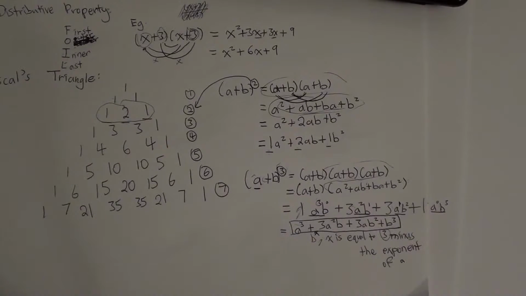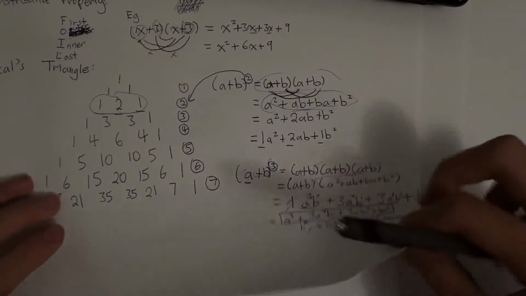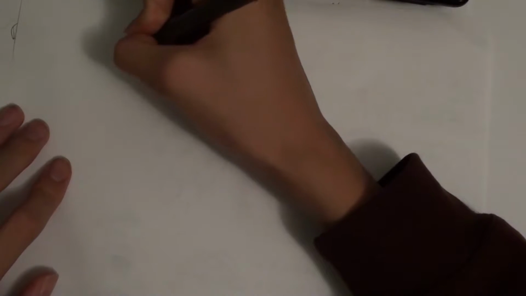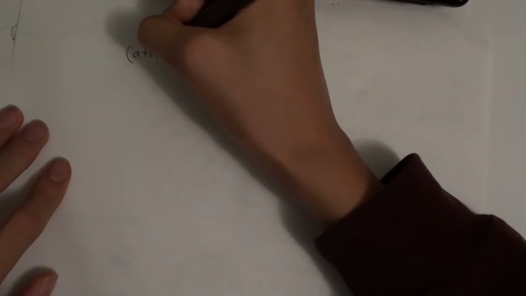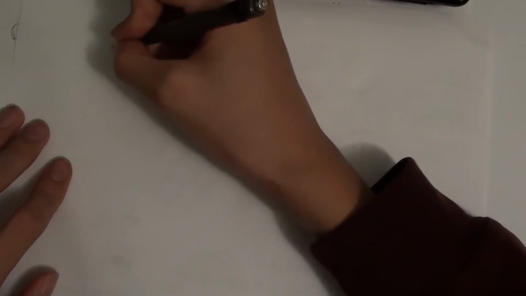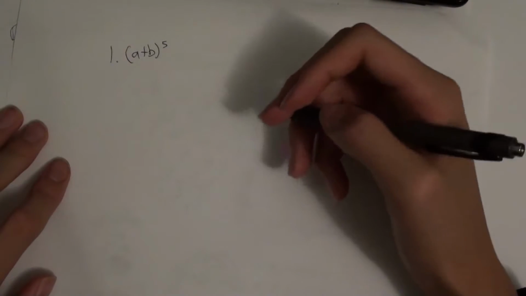Alright, so I'm going to try another example just to make sure that you understand this concept. For this concept, I'm just going to do a practice problem. Feel free to pause the video so that you can try out these practice problems. A plus b to the power of 5. That's number 1. A plus b to the power of 5. Feel free to pause the video and do the problem, and I'll be here when you come back.